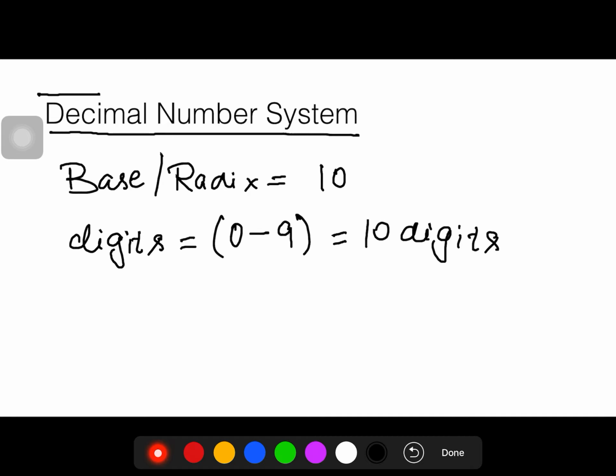Decimal number system supports all the basic arithmetic operations like addition, subtraction, multiplication, division. In our daily life we deal with this type of number system. We count, we calculate using decimal number system.